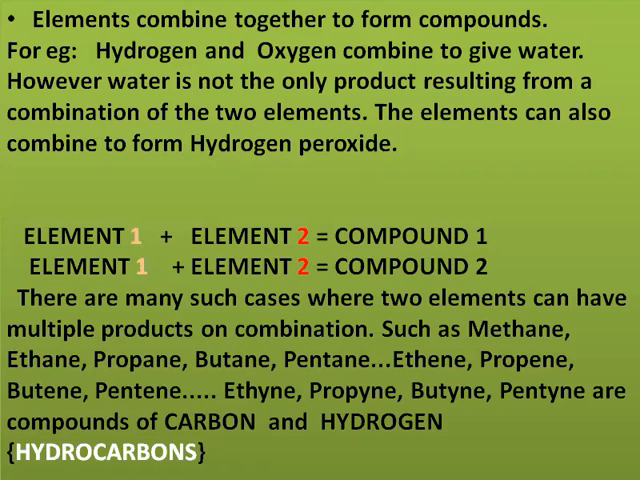There are many such cases where two elements can have multiple products on combination, such as methane, ethane, propane, butane, pentane, ethene, propene, butene, pentene, ethyne, propyne, butyne, pentyne. These compounds are of carbon and hydrogen, also known as hydrocarbons, but each and every compound differs in the ratio of atoms by their masses and the ratio of atoms also.